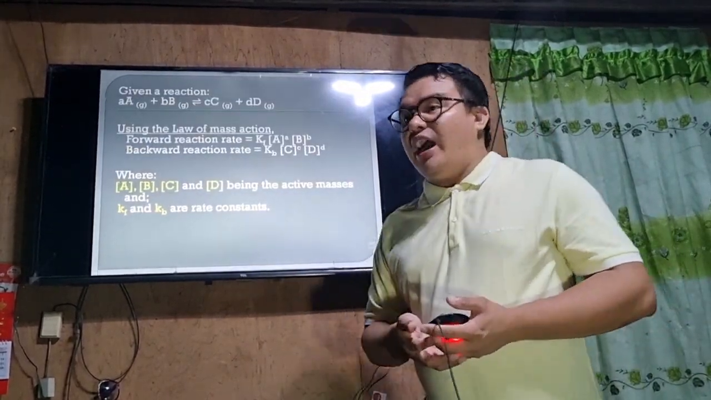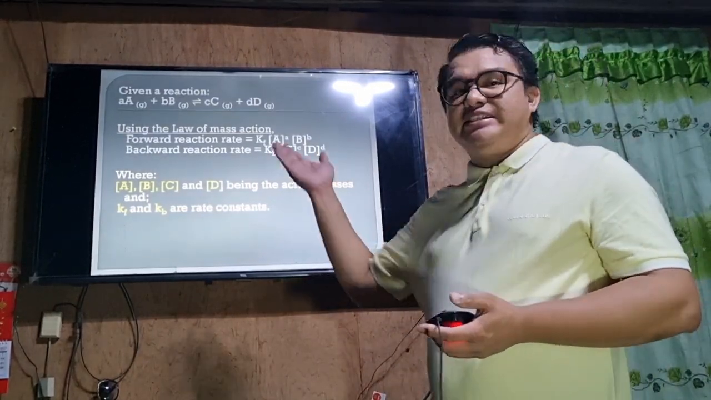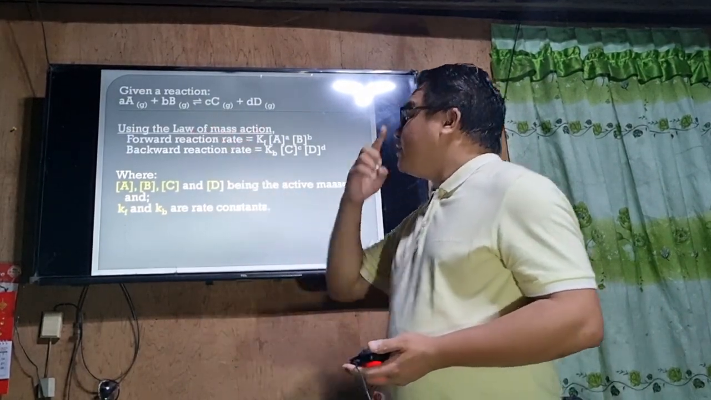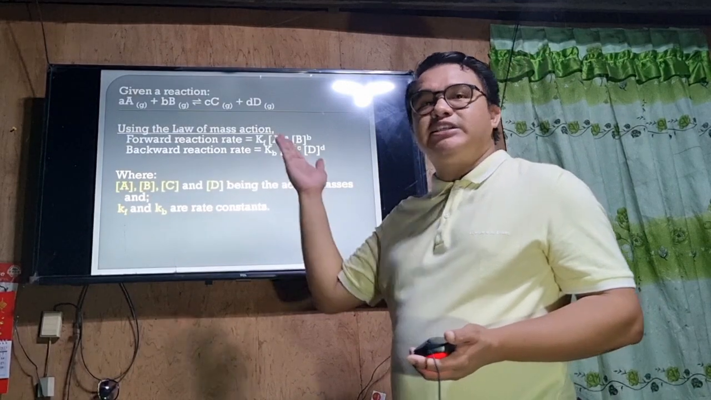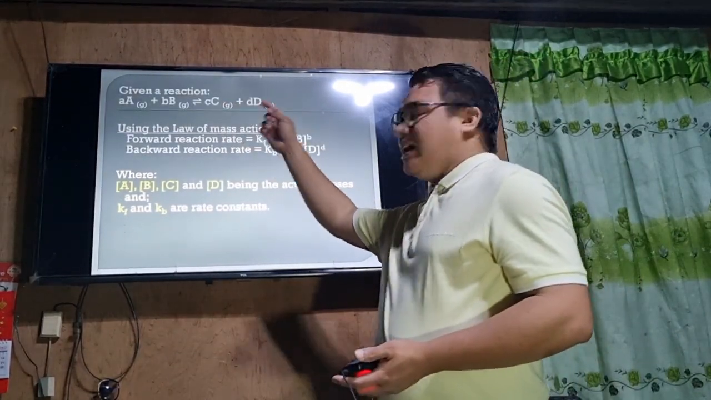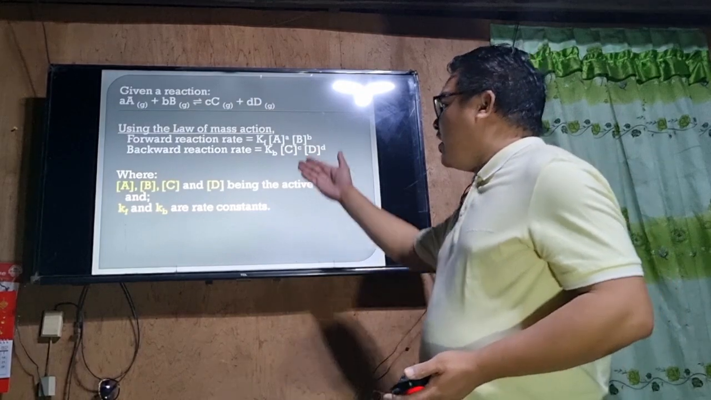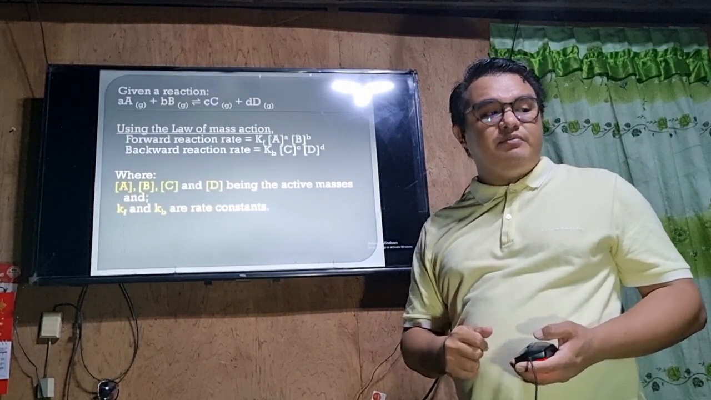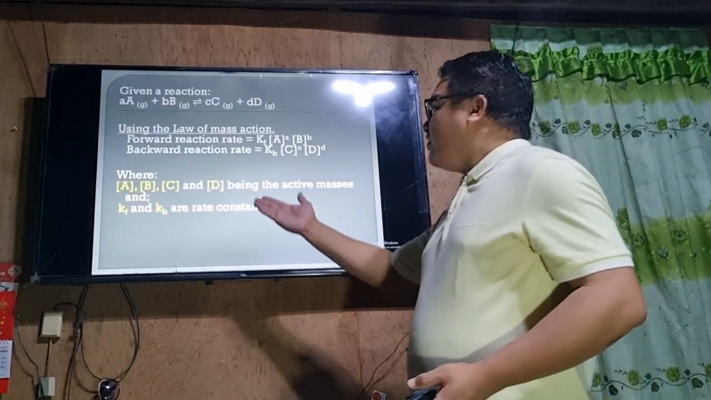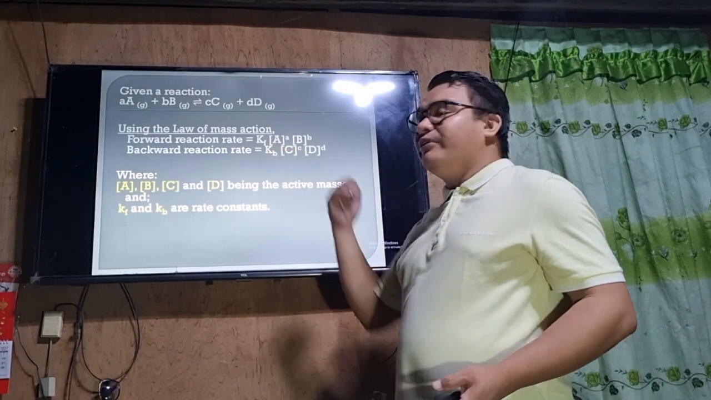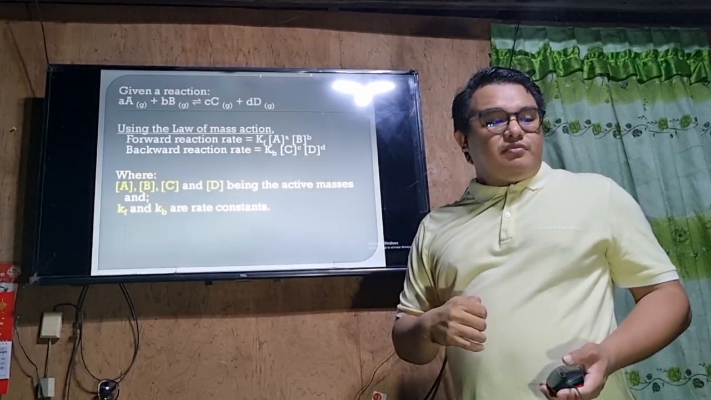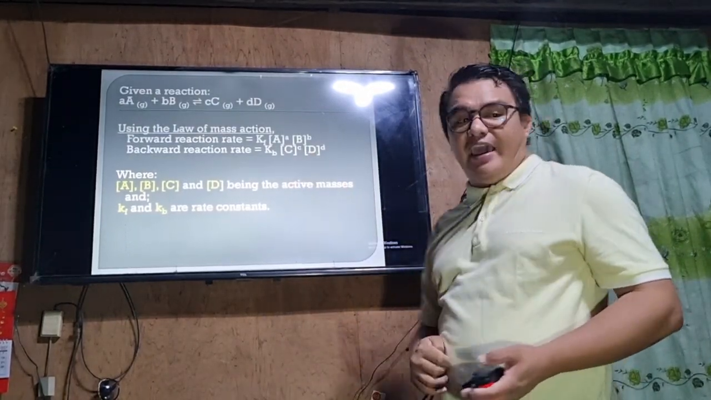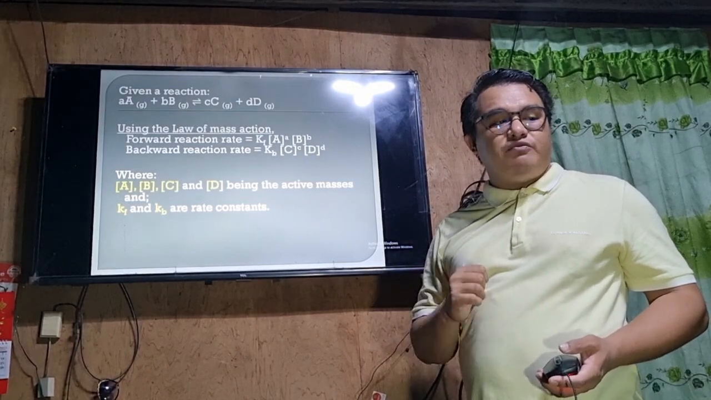So on our given reaction, as represented by A, B, C, and D, our reactants are A and B, with their stoichiometric coefficients represented by the small letters a, b, c, and d. So we have there the products C and D here. Using the law of mass action, we have the forward reaction rate: the rate constant forward times the concentration of A times the concentration of B.